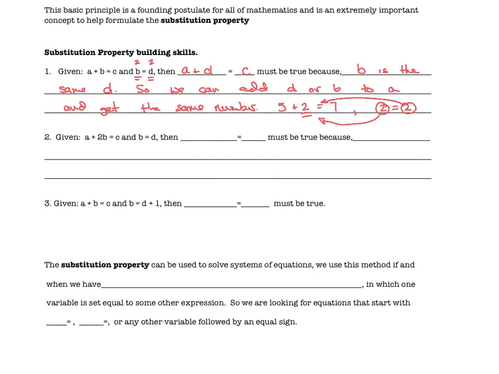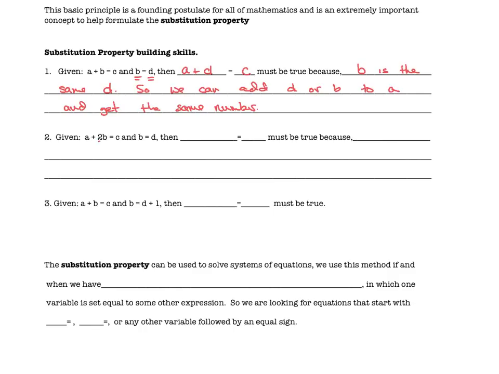One of the things you definitely want to have here is the same number. You don't necessarily need this other piece in there, but you definitely want the same number bit. All right, so we continue on. Given A plus 2B equals C and B equals D, then what must be true? So think about that for a second. All right, so here we go. Then the same thing occurs up here.